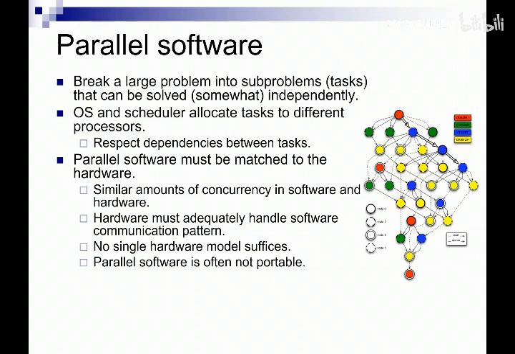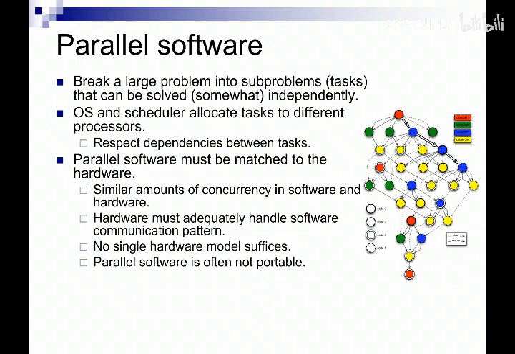We don't want to have 1,000 processors if we only have 20 tasks, because then most of our processors won't be used. But likewise, if you have many, many tasks, you don't want to have just a few processors. Here we have 20 tasks, and we would like more than just 1 or 2 processors, so that we can do more of these tasks in parallel. So we need to match the amount of concurrency in both the software and the hardware.